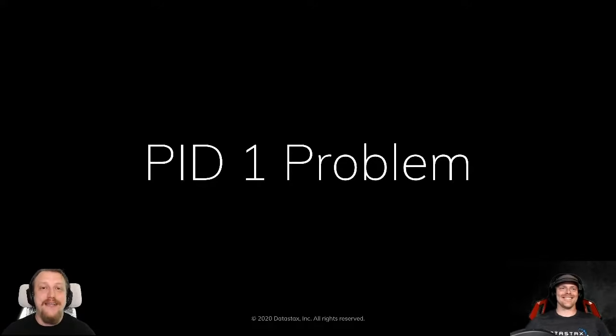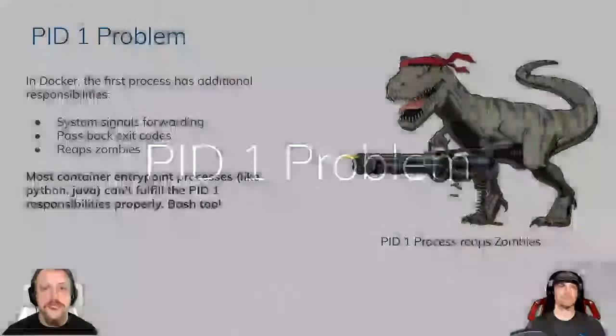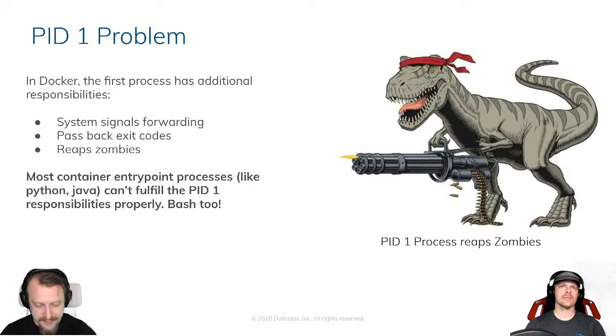So that all comes from Linux. Docker was built originally on Linux containers, LXC, and that all comes from Linux. The point is, in Linux systems, the process which is running first, so process ID 1, or init process, or PID1 process, has some additional responsibilities.